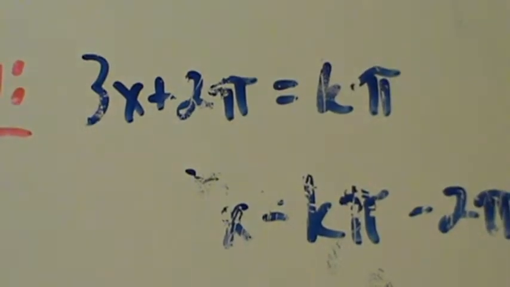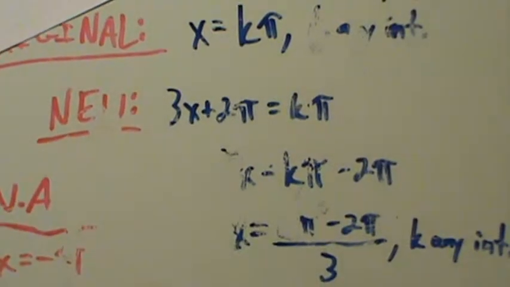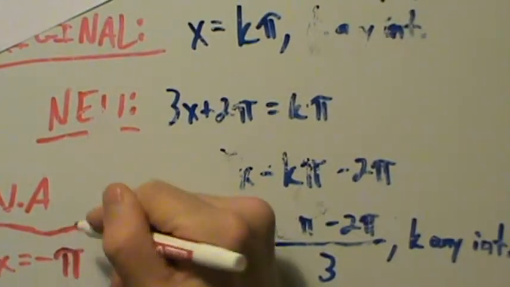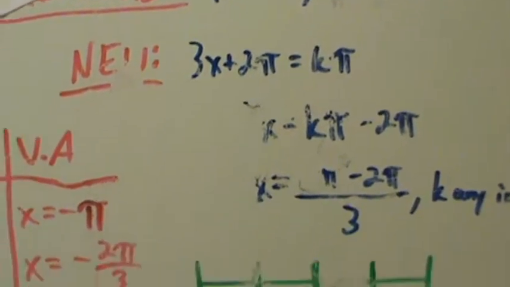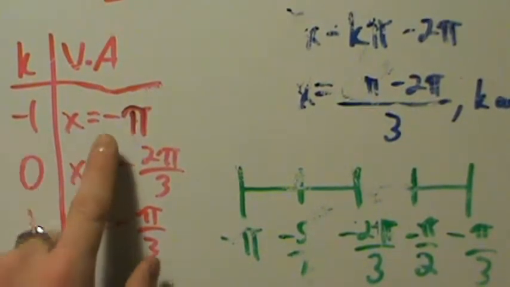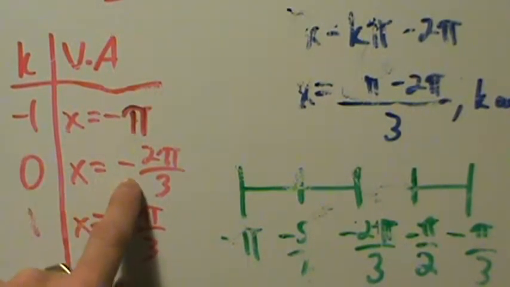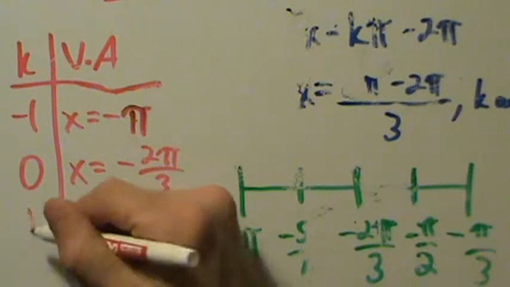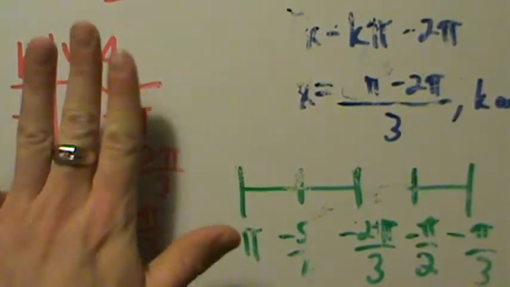So this one got erased. So let's zoom out a little bit. Okay, this one got erased, but it's x equals negative pi. When k is negative 1, we had x equals negative pi, and then k equals 0, x equals negative 2 pi over 3. K equals 1, we had x equals negative pi over 3. Okay, so let's graph these 3 asymptotes right here.